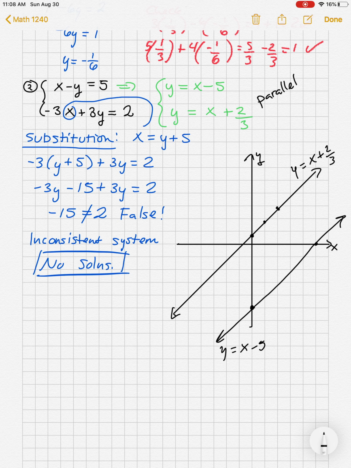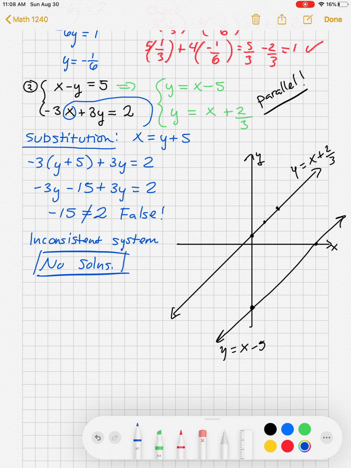So I notice the two lines are parallel. That means they go on forever but never cross, because they have the same slope but different y-intercepts. So as soon as I know that, I can tell you that the system is going to be inconsistent. In other words, it's going to have no solutions. Those lines are never going to cross.